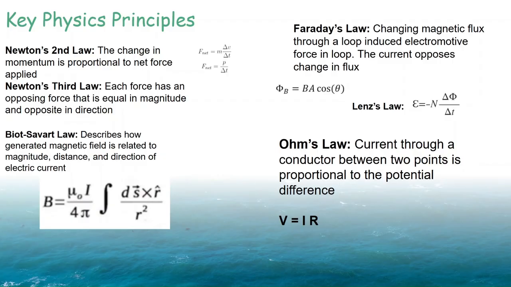Lenz's law states that the direction of an induced electric current produces a magnetic field that opposes changes in the initial magnetic field. Finally, we have Ohm's law, which states that the current through a conductor between 2 points is proportional to the potential difference, and the equation is V equals IR.